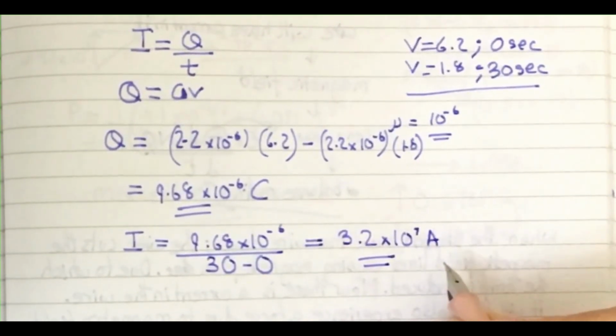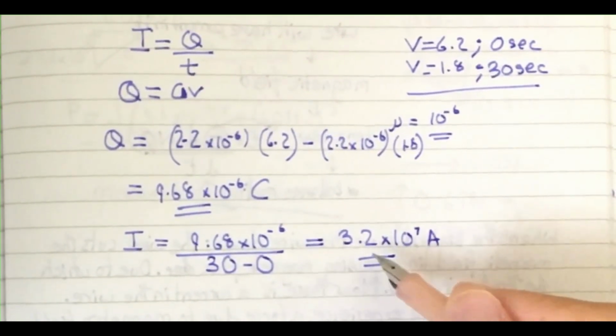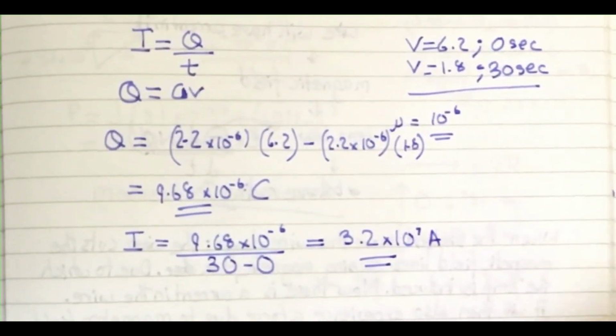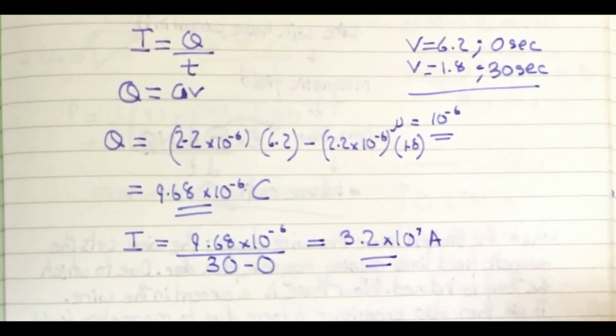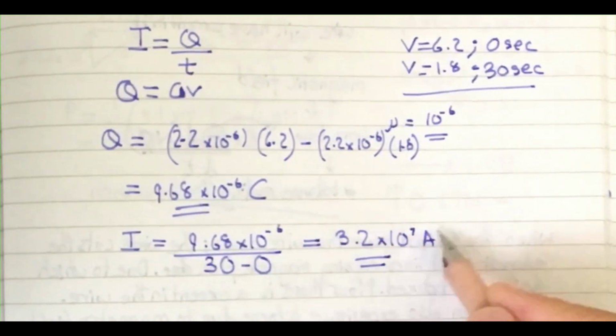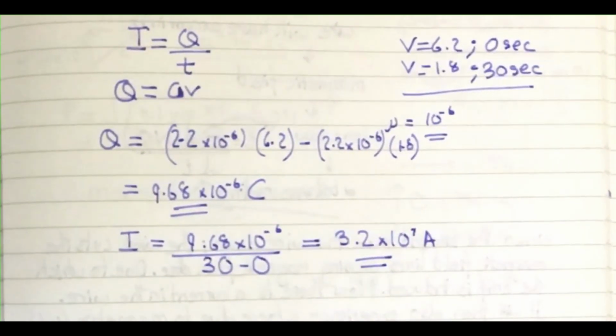So this is your final answer. I can see this is in one decimal place. According to the question, when you see the capacitance of the capacitor, this is in one decimal place, so that's why I put one decimal place for the current answer as well. So this is your final answer.